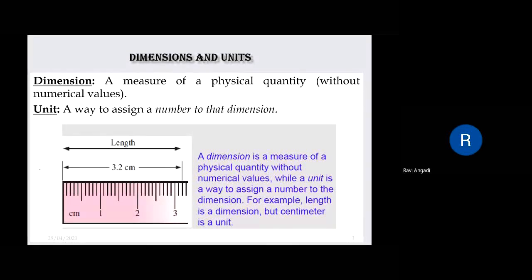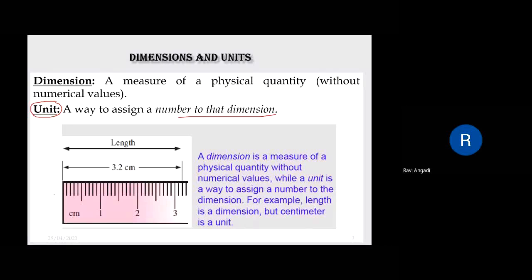Before writing the dimensions of any physical quantity, first let us define a unit. A unit is a standard in terms of which various physical quantities are measured, or you can say it's a way to assign a number to that dimension. That's the definition of a unit.